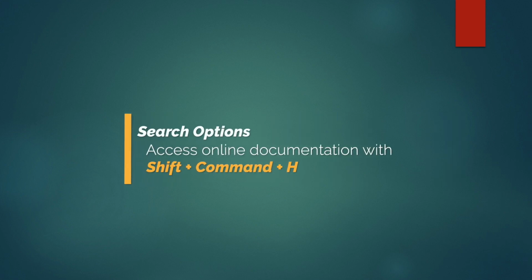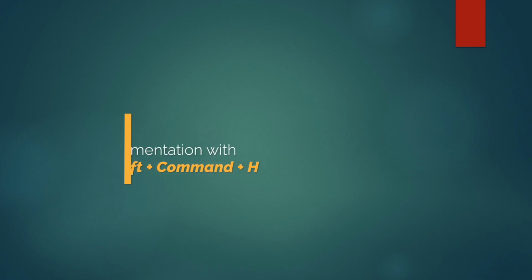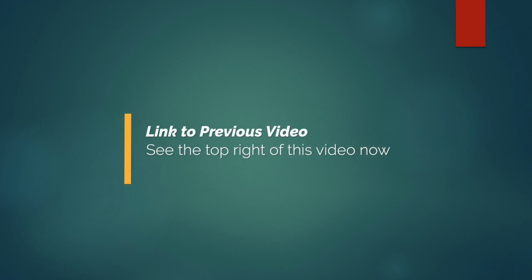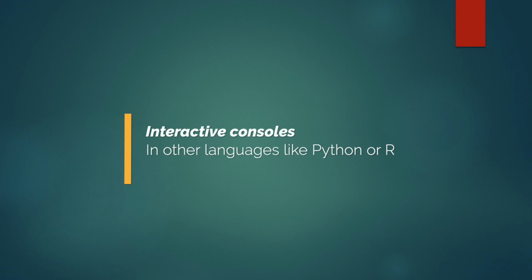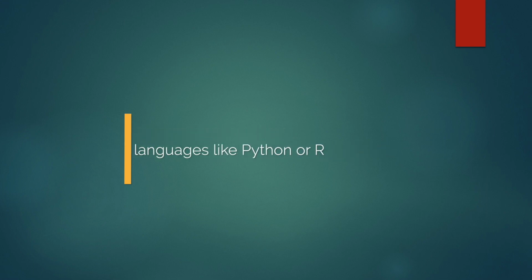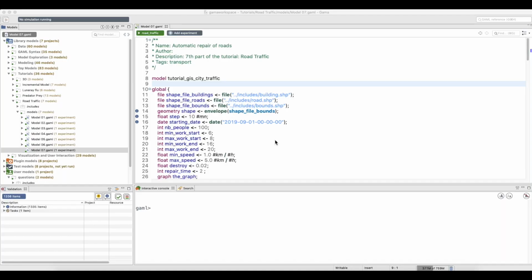In the last video on search options, I had shown you how to access the help from the online documentation of GAMA. Please check that video for more details. That video is linked in the info bar at the top right of this video. But there is another way to read the documentation, especially if you are coming from languages like Python or R. In GAMA, you have this interactive console that you can use to do something similar.